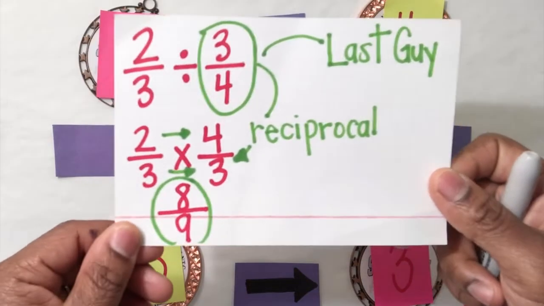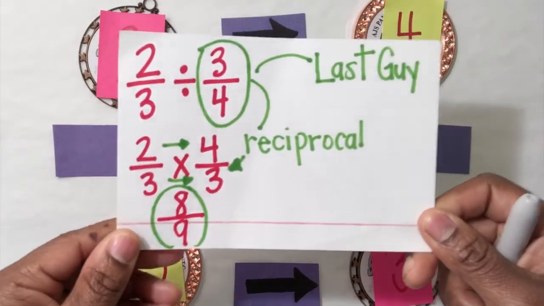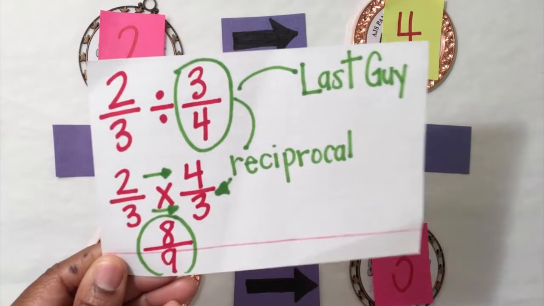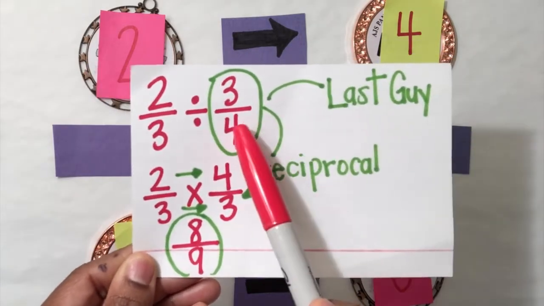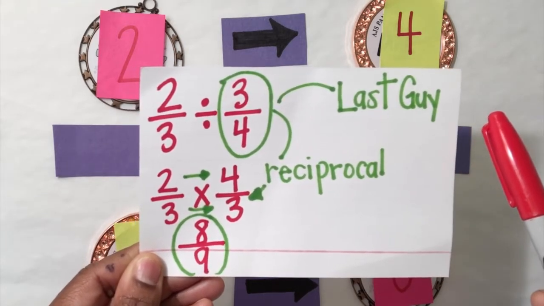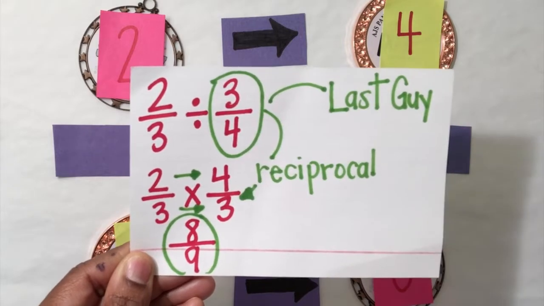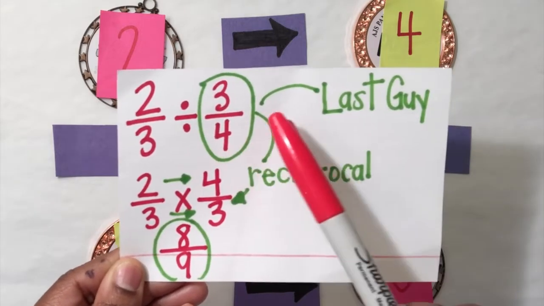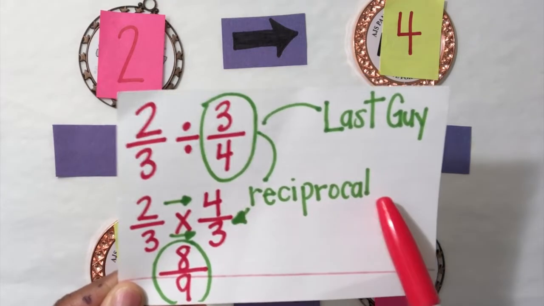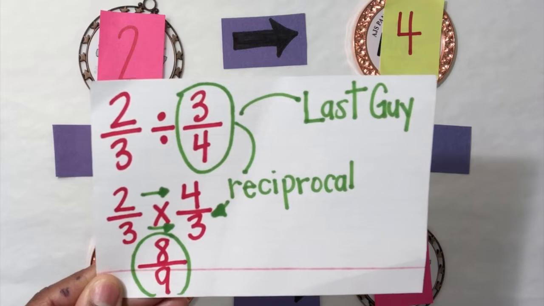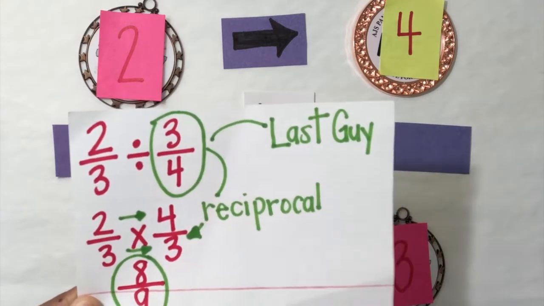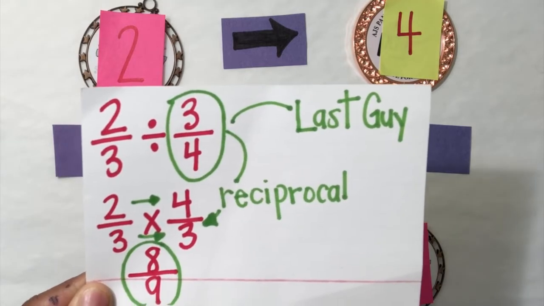So what is the process for dividing a fraction? We had 2/3 divided by 3/4. We identified 3/4 as the second fraction, or the last guy, as the song says, or mathematically, our divisor. So now we know who our last guy is. We then found the reciprocal, say it with me, reciprocal of 3/4. The reciprocal of 3/4 is 4/3. Now we apply the multiplication.